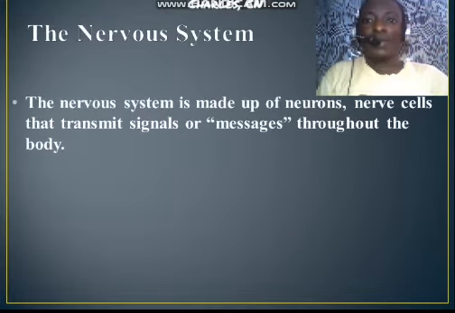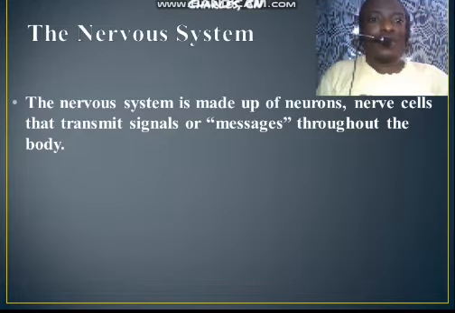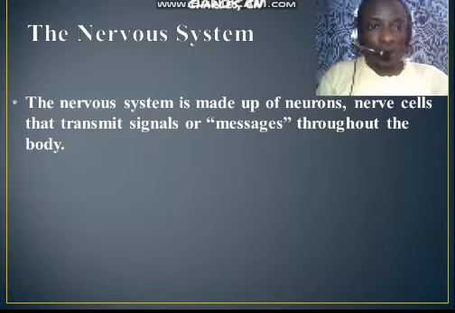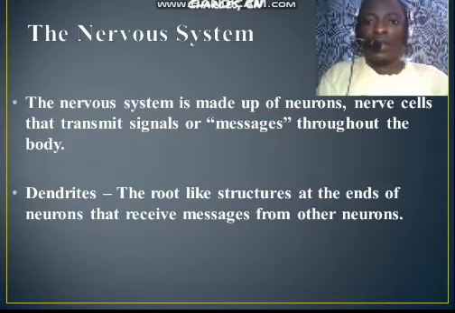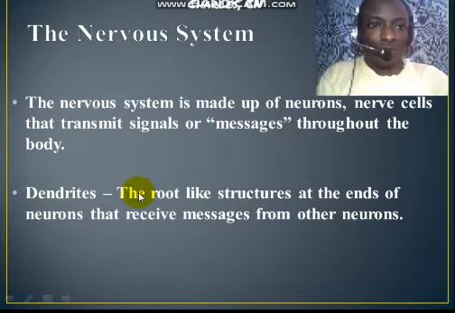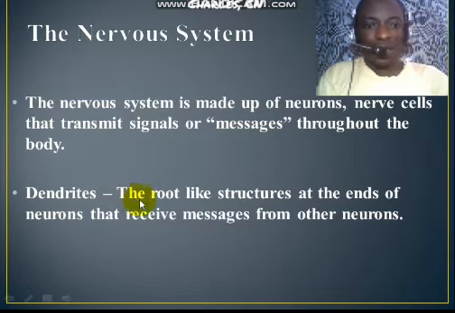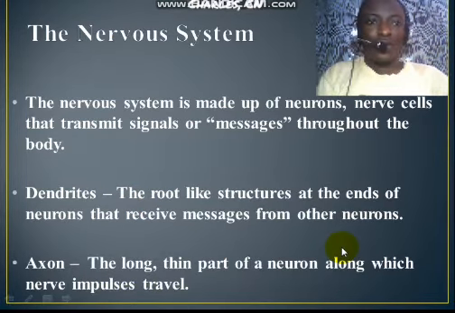The nervous system is made up of neurons, that is nerve cells that transmit signals or messages throughout the body. It also contains dendrites, which are the short processes of a neuron. It also has axons, which are the long processes of nerve cells.